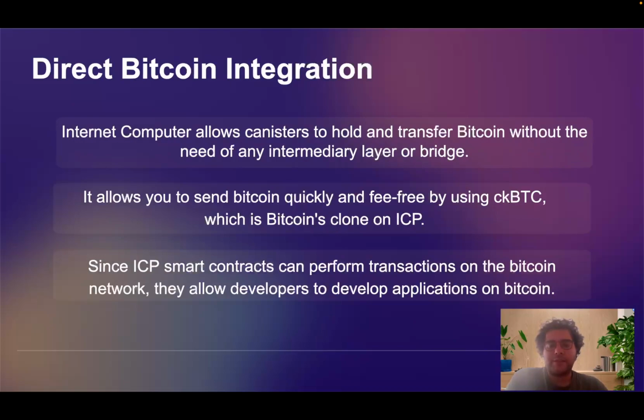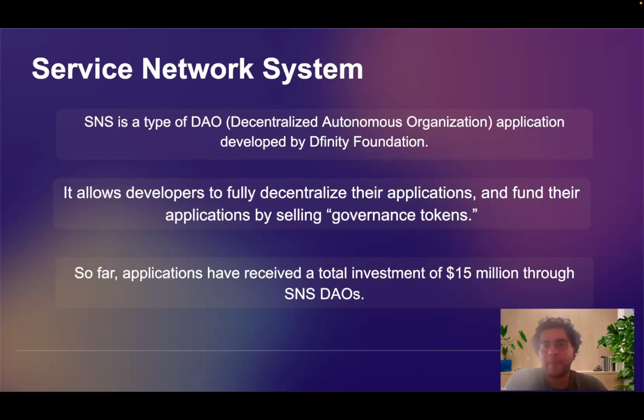Direct Bitcoin integration, it's a new feature. Internet computer allows canisters to hold and transfer Bitcoin without the need of any intermediary layer or bridge. It allows you to send Bitcoin quickly and fee-free by using chain key Bitcoin, which is a Bitcoin clone on ICP. Since ICP smart contracts can perform transactions on the Bitcoin network, they now allow developers to develop applications on Bitcoin as well.